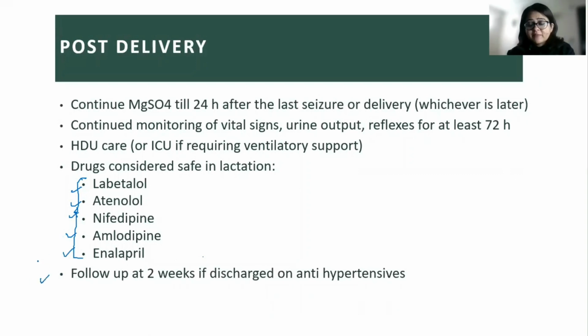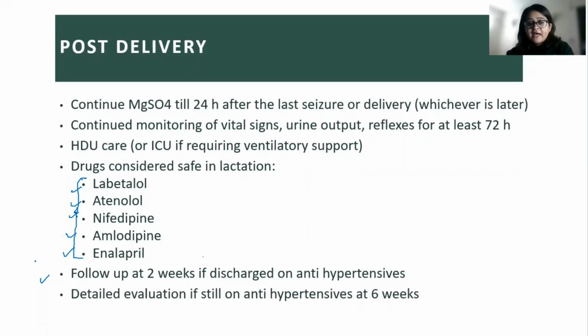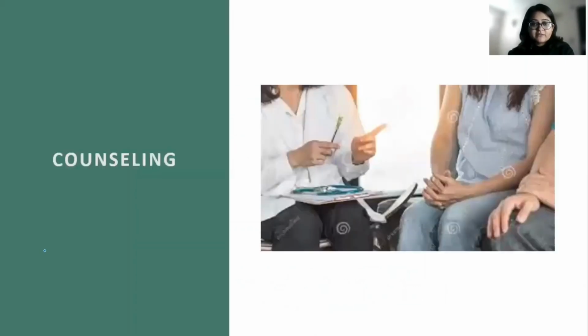If she's on antihypertensives, follow her up. If you discharge her on antihypertensives, she needs to be followed up after 2 weeks. And if her high blood pressure persists at her 6-week visit also, then she needs to be referred to a physician to see if there is any underlying cause for her essential hypertension. So, detailed evaluation if she's still on antihypertensives at 6 weeks.